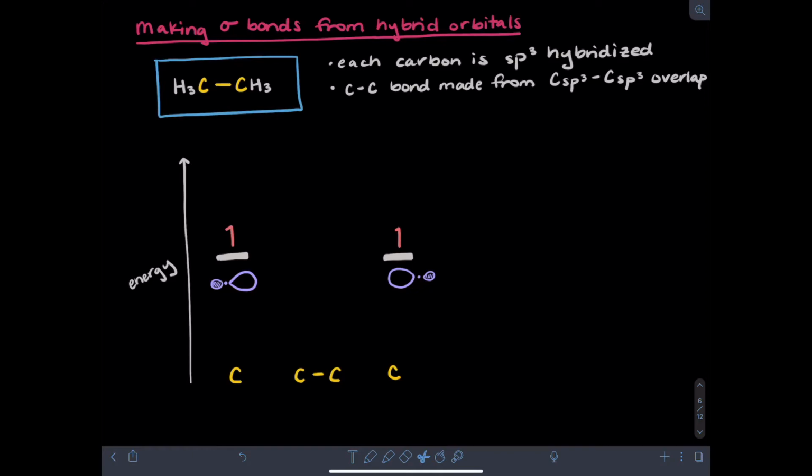I'm going to imagine adding these orbitals together to get my lower energy bonding molecular orbital. What this will look like is bringing together the large and, in this case, unshaded lobes of my sp3 orbitals. This is going to give me really great overlap, and I'm going to fill up this bonding molecular orbital with 2 electrons, 1 from each carbon.